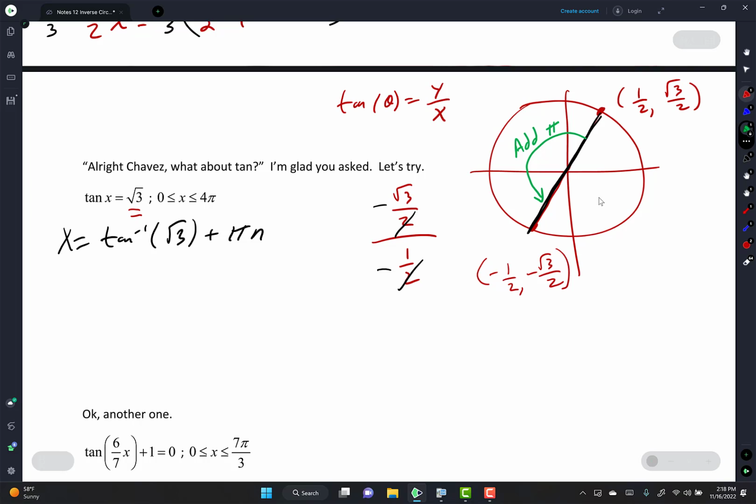So here are my answers. X equals arctan of the square root of 3. Bless you. The very first one is pi over 3, at 60 degrees.